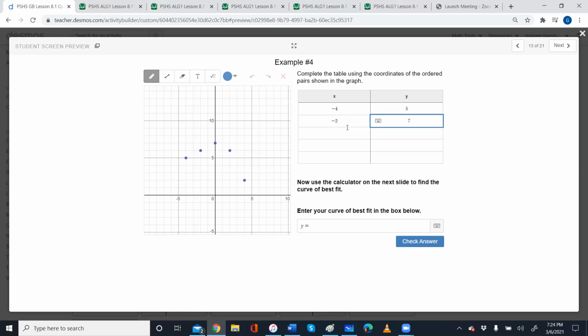This would be 0, 7. Oh, sorry, that's 6 there. I apologize. That's negative 2, 6. This is 0, 7. And this point here, 2 to the right and 6 up. So that would be 2, 6. And this point here, 4 across and 2 up. So this would be 4 and 2. And it tells us we're going to use a curve of best fit. But you can see that here. You can see that upside down U shape for this question.